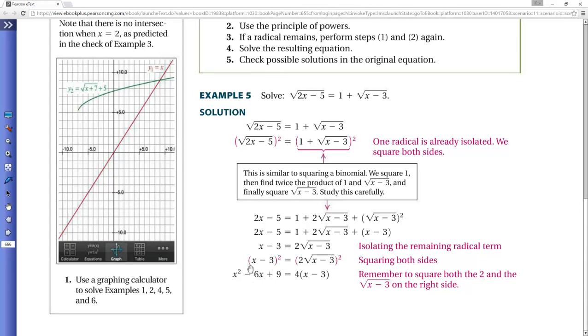This is that squared binomial again. First term squared, last term squared. -3x doubled is a -6x. This one is 2 times the quantity x minus 3, 4 times, I think I said 2. Remember, it's 2 squared, and then x minus 3 is the square root of x minus 3 squared. Okay? So we still have a power of 2 here.